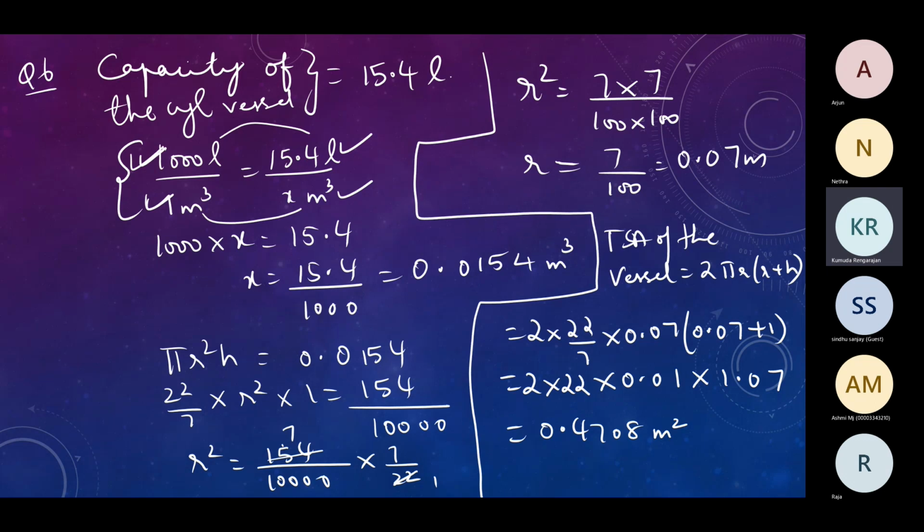Since it's a closed cylindrical vessel, that means the material has to be used all over. So we have to find the TSA: 2 pi r into r plus h. So the area of the metal sheet required is equal to 0.4708 meters square. How many square meters of metal sheet? That means you find area in square meters, meaning meter square. So they wanted to find the TSA in meter square.